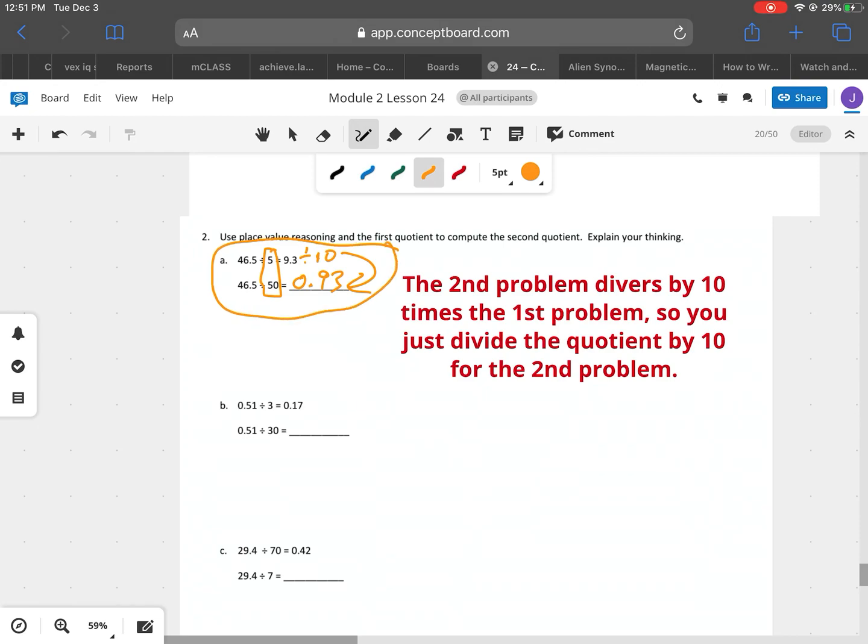Okay, so that's basically what I am showing here. So this is times 10 to get to the 50. So I'm going to divide my answer by 10 in order to get it. Same thing happens on this one here. This is times 10. So 3 times 10 is 30. So if I divide this by 10, I'm going to get my answer.